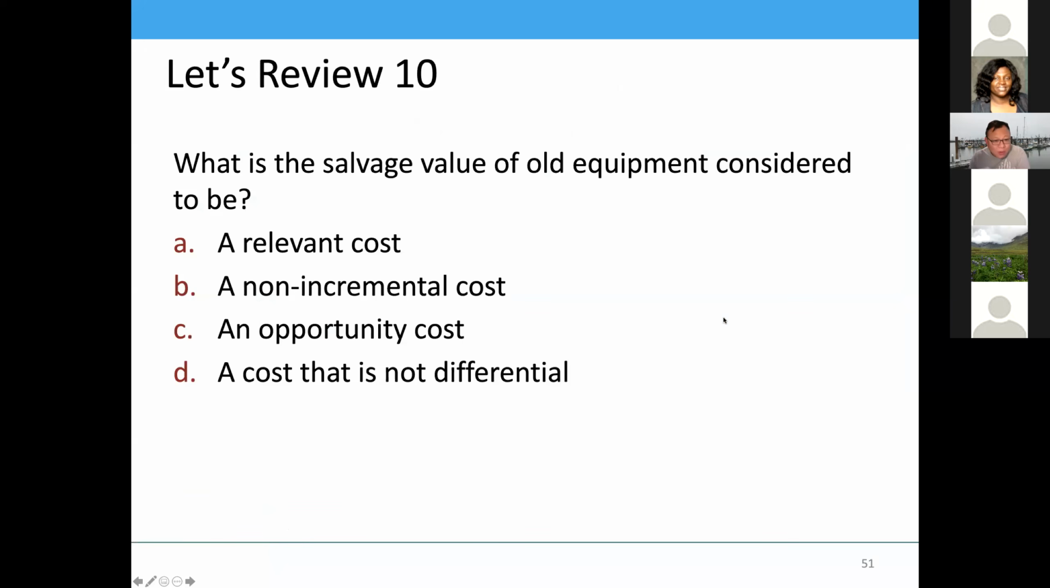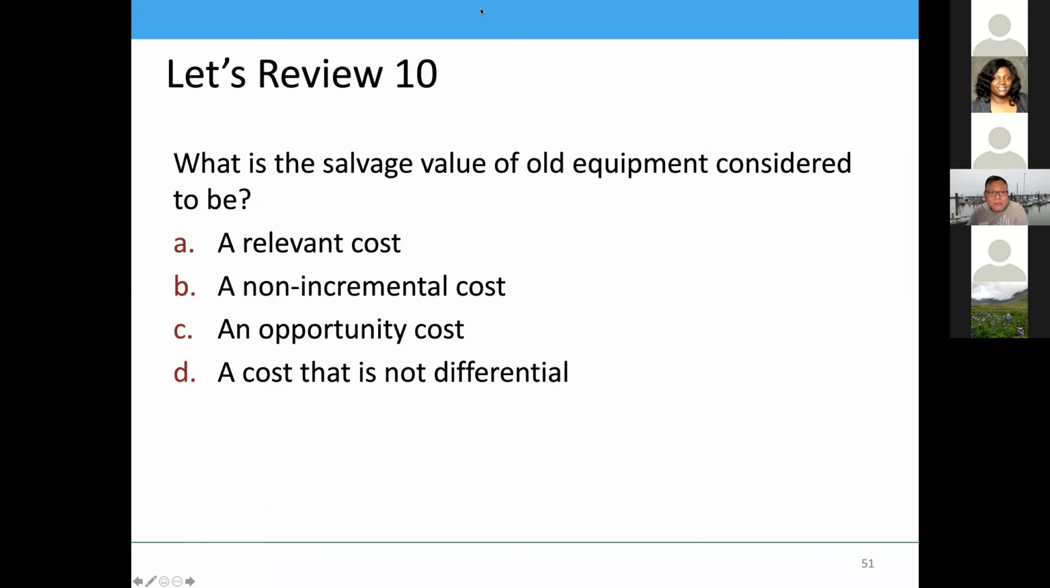Okay, let's work on this one. What is the salvage value of old equipment considered to be? Let's see, I think Karen answered the question already. Did you, Karen? I haven't yet, but I think it would be an opportunity cost. Okay, opportunity cost. Tammy? I think it's an opportunity cost as well. Opportunity cost. James?